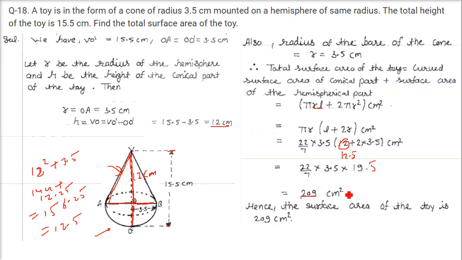So I'll give you the exact answer now. What we have to do here is, this is 3.14 into this 3.5, that is going to be 10.99 into 19.5 here. I hope you got the idea. So the answer will be 214.305 centimeter square. The only difference is you have to take the slant height, because the curved surface area of the conical part is pi r l.